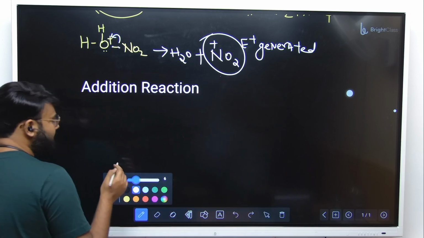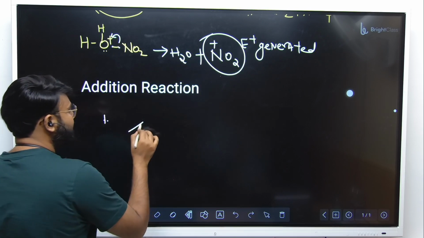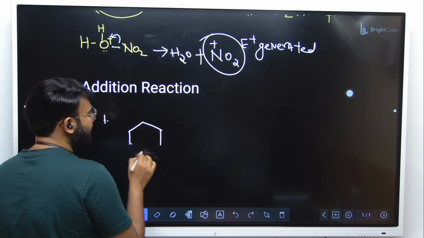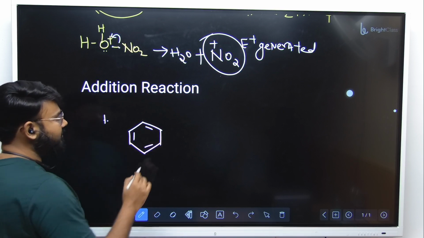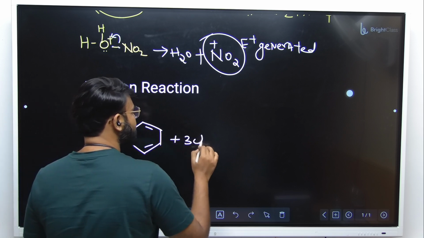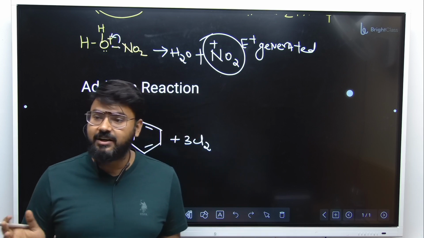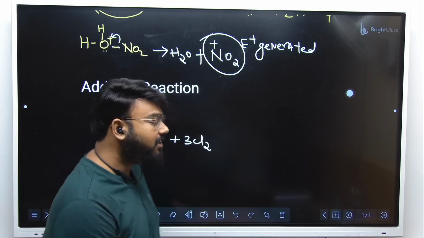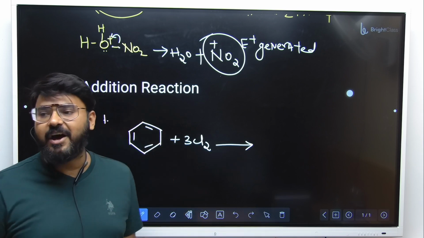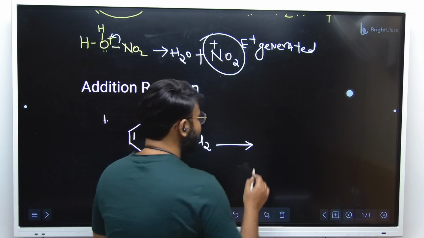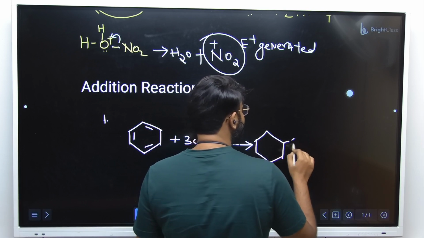So let's see one reaction here. One of the reactions is when we take benzene, and in this benzene we will add 3Cl2. So it is not a substitution, it's an addition. Everything will be added at the cost of the double bonds. So aromatic character will be lost. So what do you get now? At all the positions you will have a chlorine.